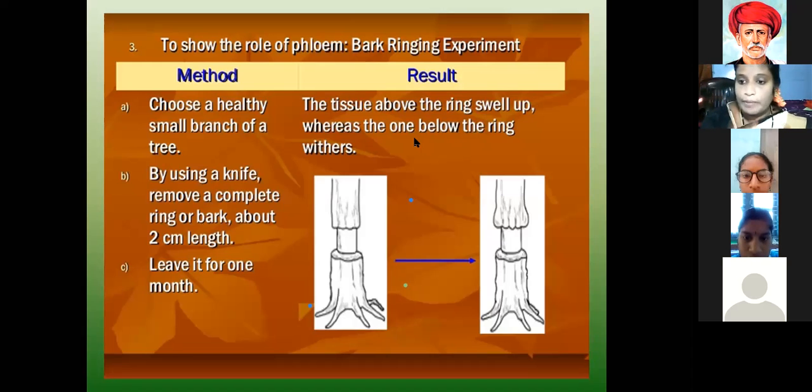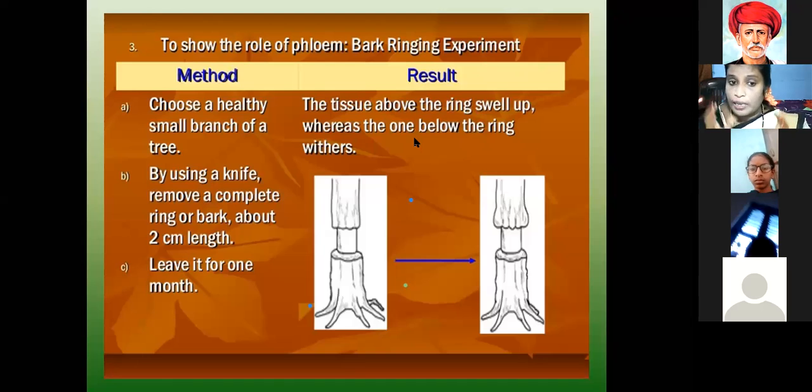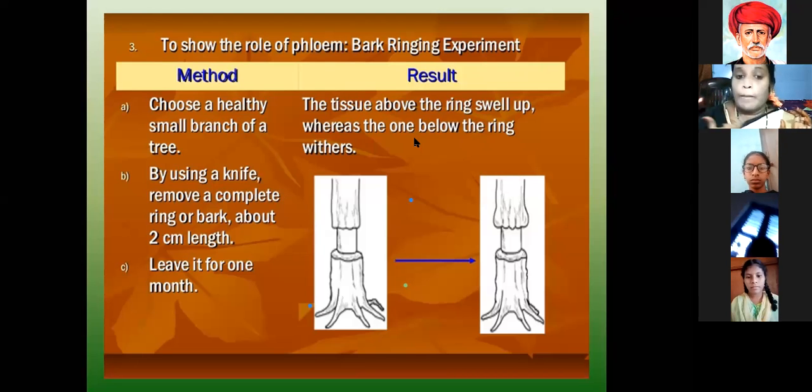See, ma, what is the method? Bark means the part inside the stem. Choose a healthy small branch of a tree. By using a knife, remove a complete ring of bark about 2 centimeters in length.